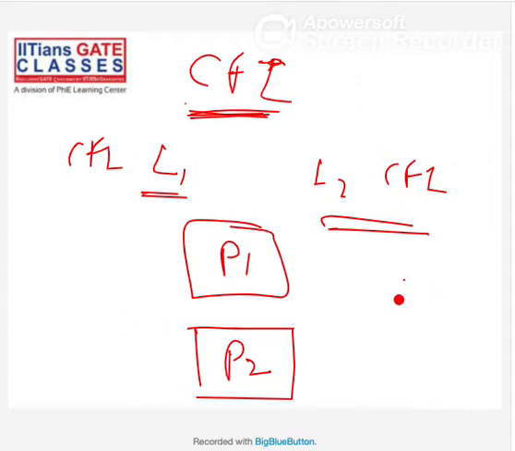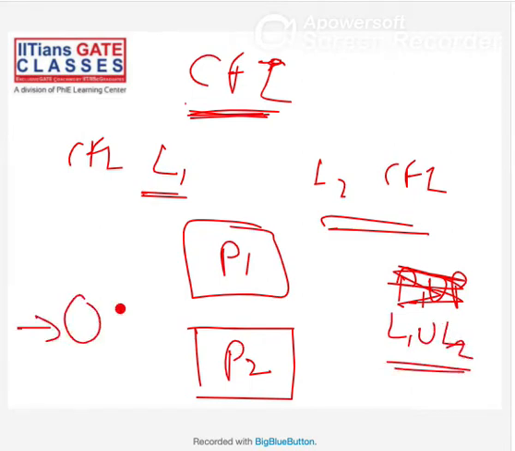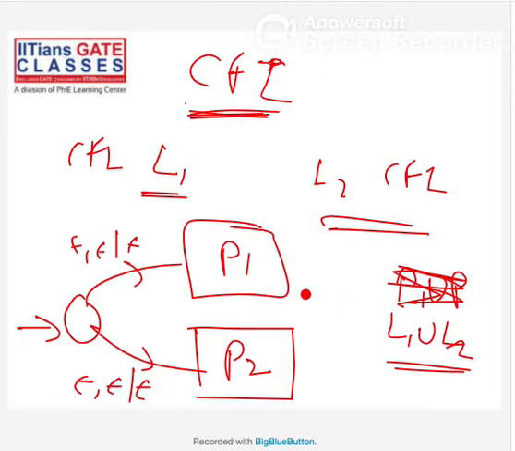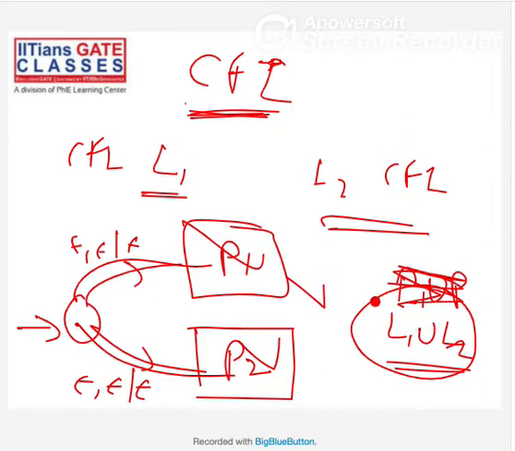Now you can make a PDA for L1 union L2 very easily. As I told you in the last lecture also, this is how you can make a PDA for L1 union L2. Now this is your PDA for L1 union L2, because all the strings of L1 you can accept here and all the strings of L2 you can accept here. So because we have a PDA, L1 union L2 is also a CFL.